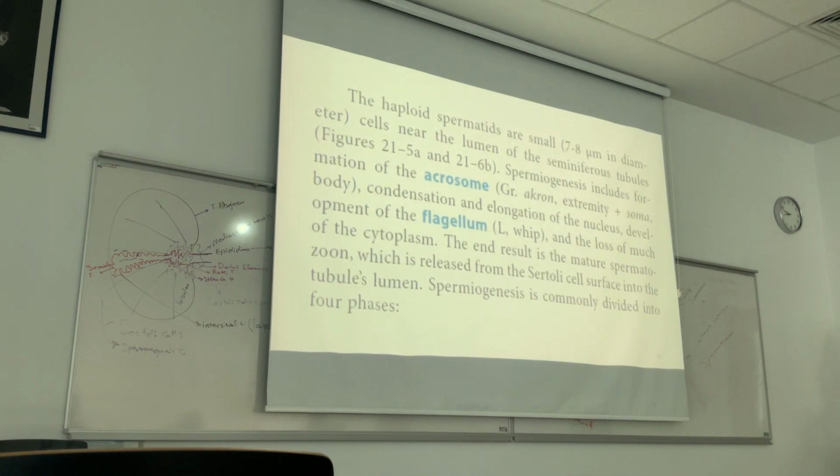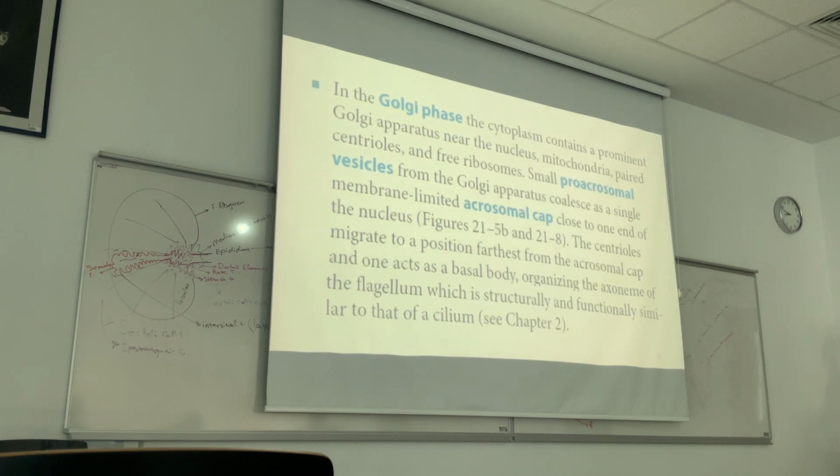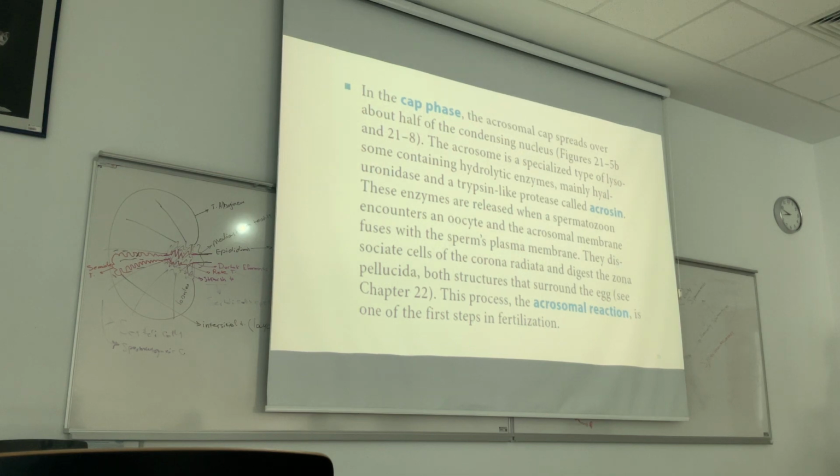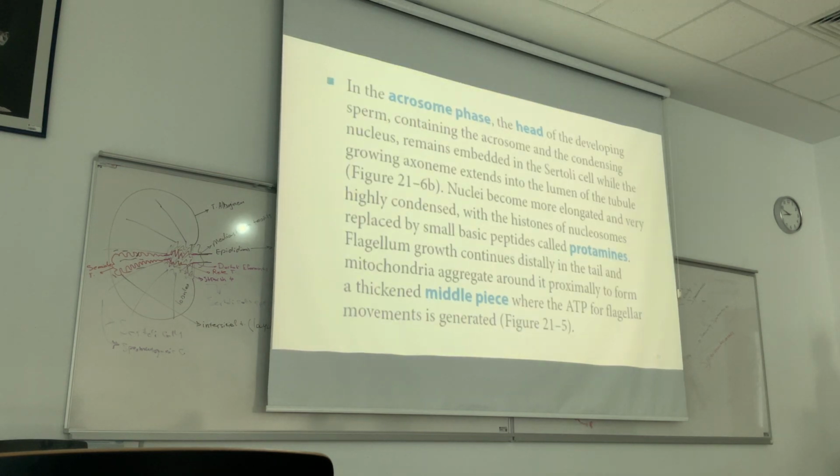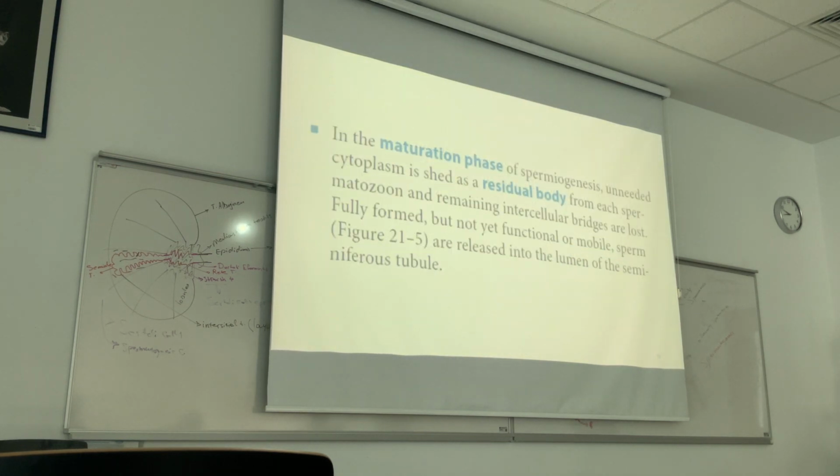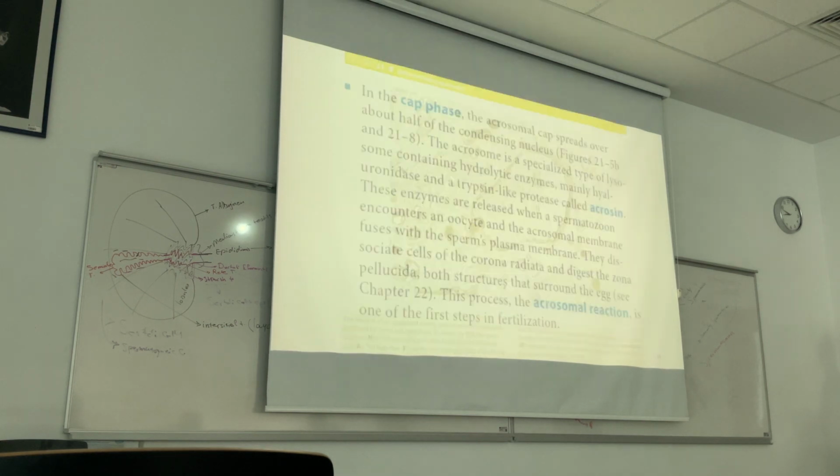We talked about spermiogenesis, and during the spermiogenesis we have our acrosome form, flagellum form, and we have different phases: the Golgi phase, cap phase, acrosomal phase, and maturation phase. You should know the events in different phases separately. Please read this part and memorize these stages.